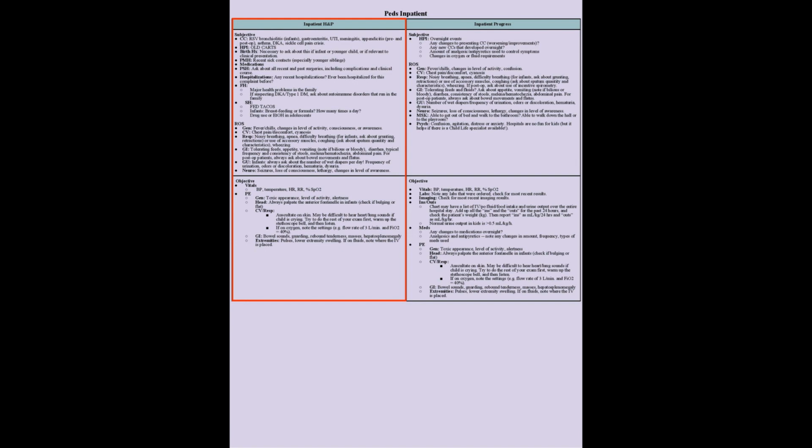For social history, you want to do a little bit more of a focused social history, so you're not going to be doing this whole thing that I've outlined up here, but it's going to be more targeted. You can ask about how the infants breastfeed, or if they're using formula, how many times a day, any drug use or alcohol in adolescence. Just keep it relevant. Same for the ROS, you want to keep it as relevant as you can.